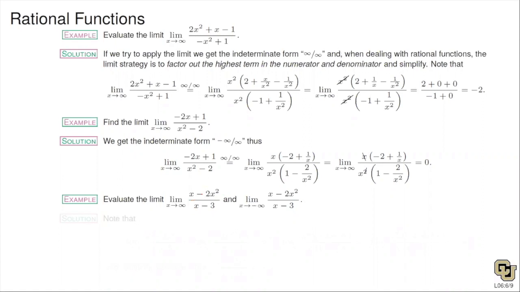So one mistake you might make if you're trying to use the shortcut formula in this case is to go, oh, this limit, I can just cut out these terms and the limit's 1. That would be wrong. The highest degree term in the numerator isn't x, so watch out for that.